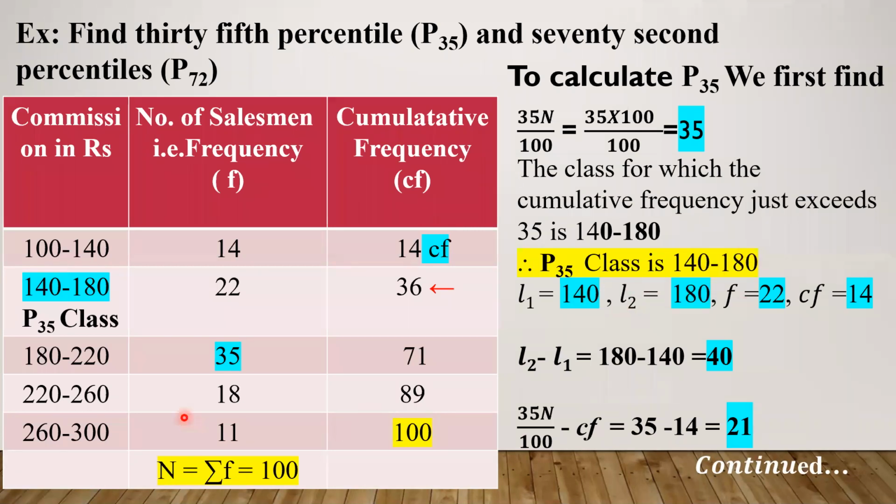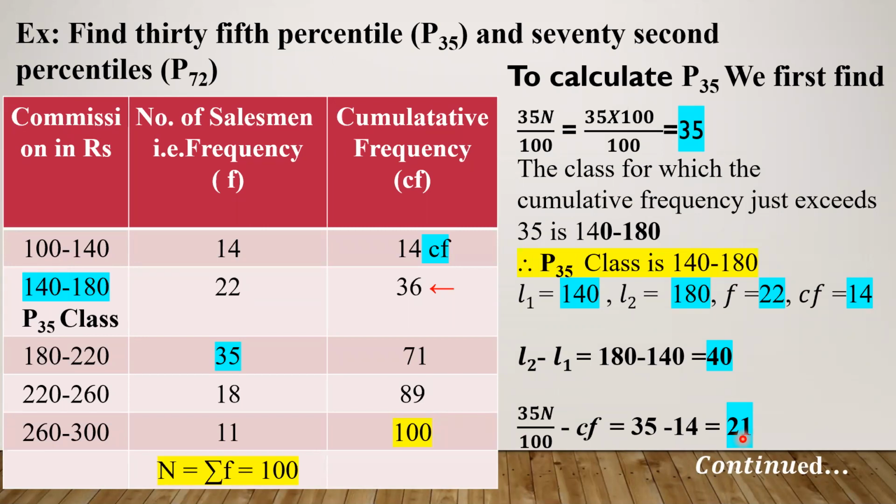What is F? It is the frequency of this class, the P35 class. So it is 22. And what is CF? It is the cumulative frequency of the class just above this class. What is the class just above this? It is this class. What is its cumulative frequency? It is 14. So CF is 14. Now what is L2 minus L1? 180 minus 140, that is 40. 35n by 100 minus CF, that also you require in the formula. So what is 35n upon 100? It is 35 and CF is 14. So 35 minus 14 will give you 21. Now we got all the values required in the formula.